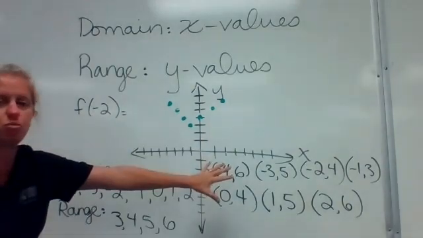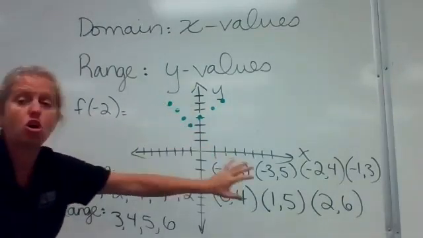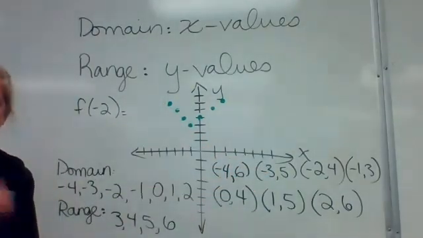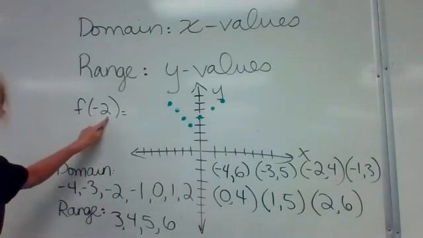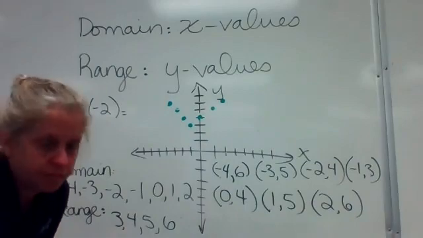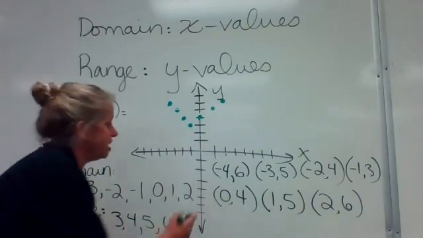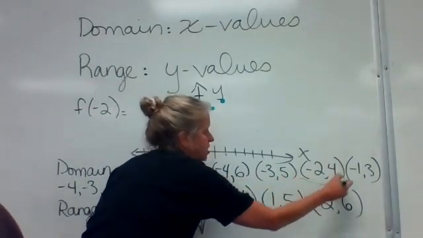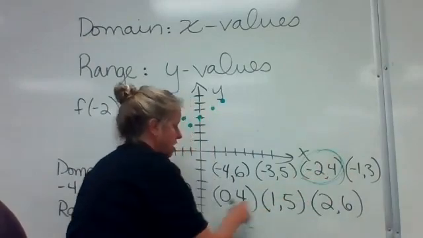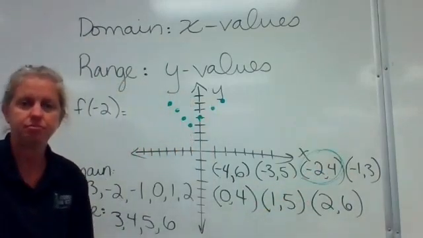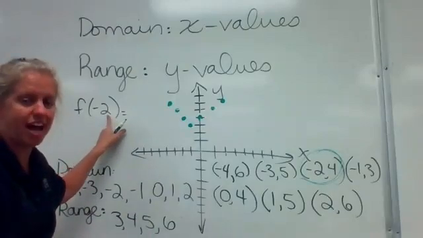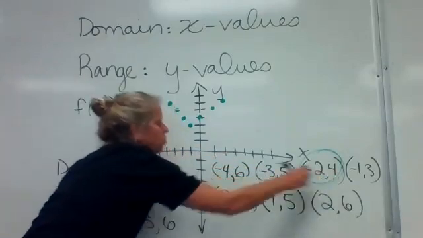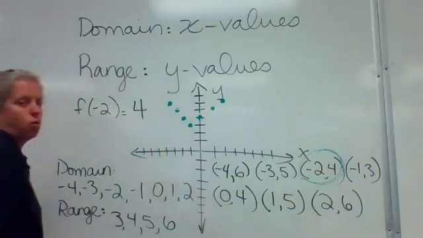So now that you have this written out, you can either look at the picture or look at your ordered pairs. I like to look at my ordered pairs and just go find any point or points that have the X being -2. So if I go, I see this has an X of -2, and that's it. So what is the Y value that goes with that X being -2? Its Y is 4.